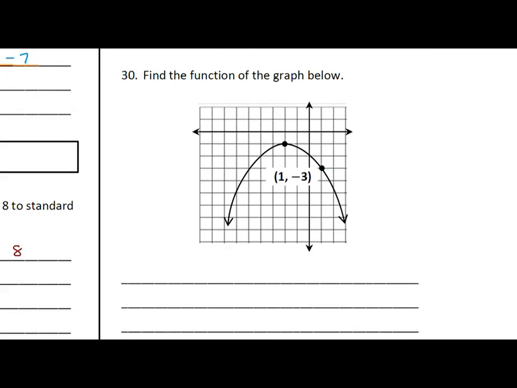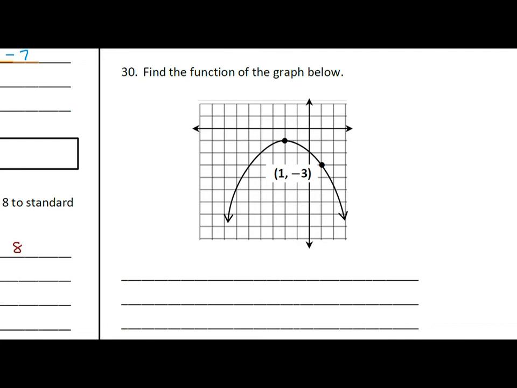All right, last equation, number 30. Find the function of the graph below. All right, well, they've given us some information in here. They gave us a known point at 1, -3. All we got to do right now is find our vertex. Let's do that right now. So let's put our vertex right here. Our vertex is at -2 and -1.